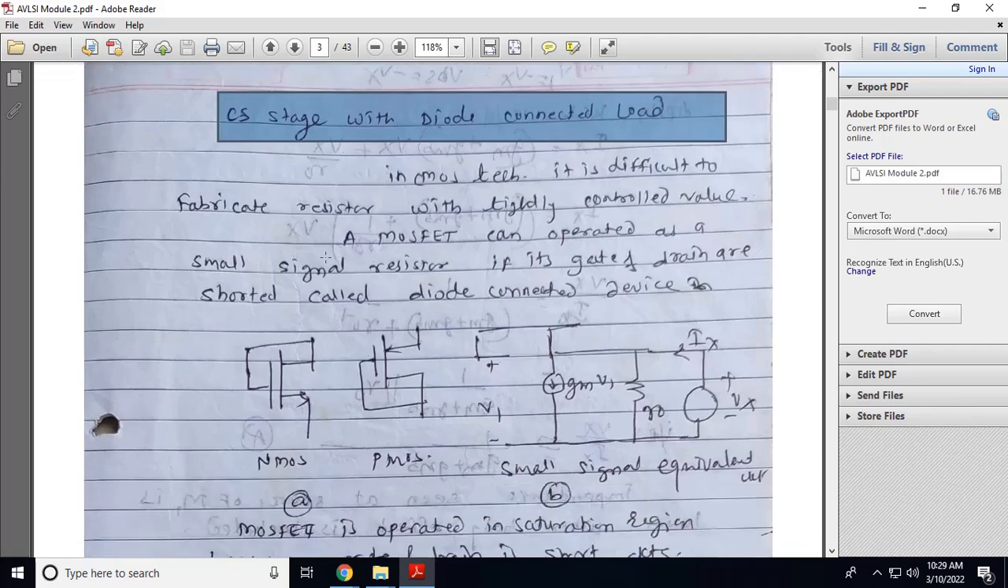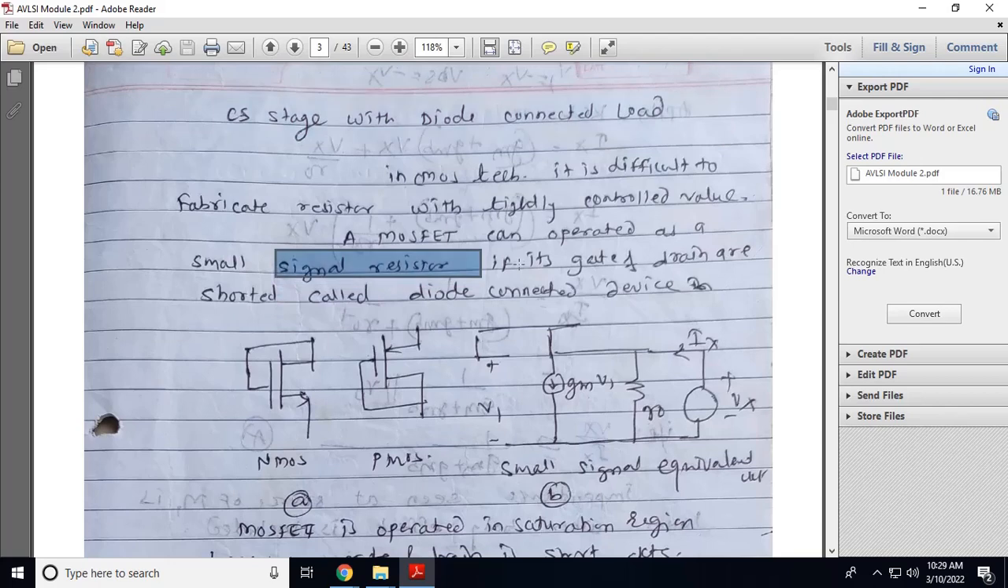So a MOSFET can be operated as a small signal resistor if the gate and drain terminals are short circuited. So see, this is a diode connected NMOS. The gate terminal is connected to the drain terminal of the MOSFET. So this is a diode connected NMOS. This is a diode connected PMOS. So when gate and drain are short circuited, this can act as a resistor.